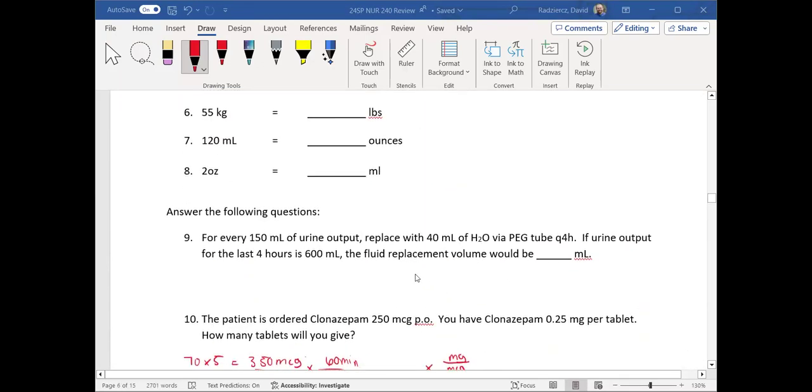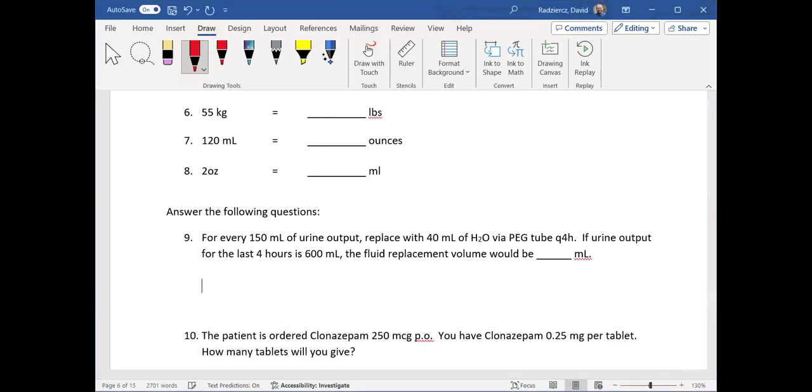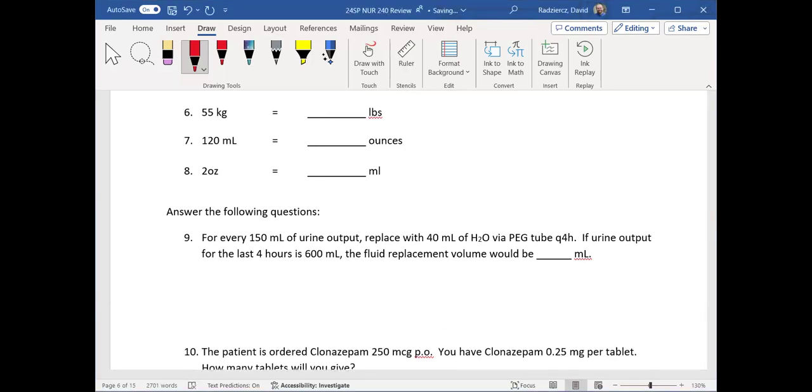All right, you've seen this since 110, right? So, your fluid replacement volume. There's a variety of ways to answer this. The way I've wrapped my head around it, because I know this is the type of question I'm going to see, is I always take my actual urine output, put it over what is called the expected output, and multiply it by my replacement volume.